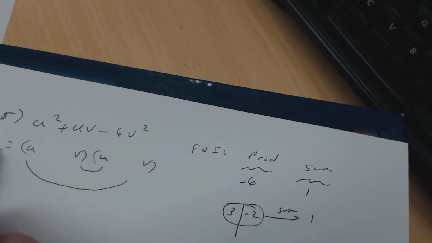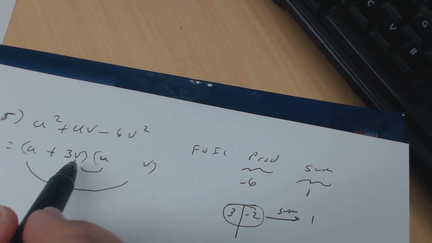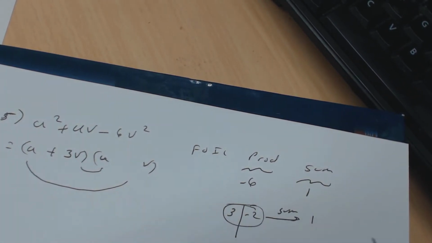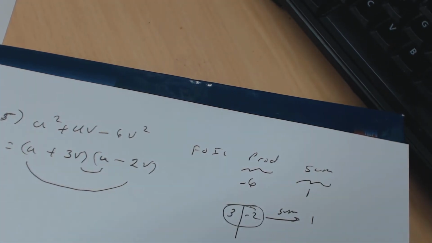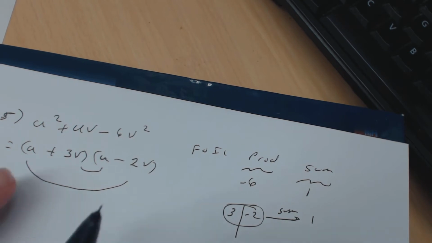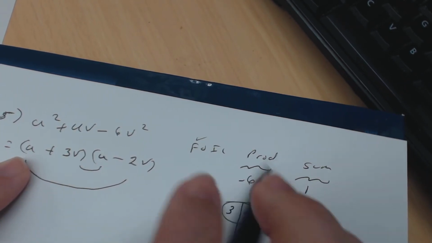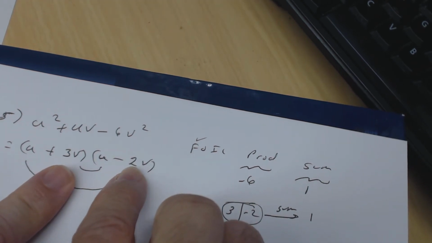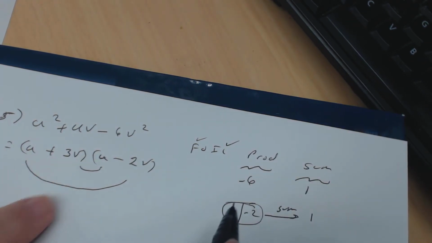So then I get u plus 3 times v. Don't forget, you got to say 3v. So u plus 3v times u minus 2v. All right? Okay, check yourself. U times u is u squared, so that takes care of the F of FOIL. A positive 3v times a negative 2v is a negative 6v squared. That takes care of the L of FOIL.